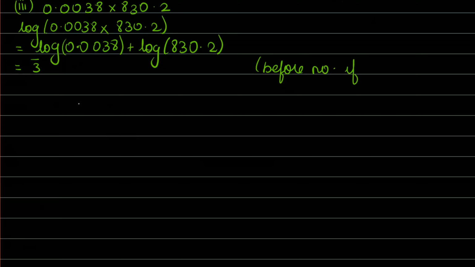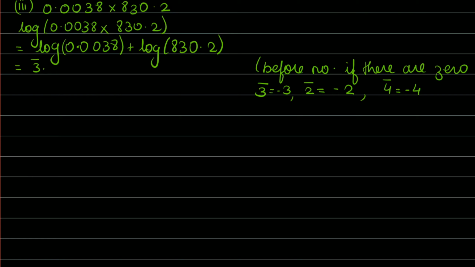Before the number, if there are zeros, suppose there are 3 zeros as in the question, we are going to write it as 3 bar. If there are 2 zeros before the number, we are going to write it as 2 bar. So this 3 bar means minus 3, and this 2 bar means minus 2. If there are 4 zeros before the number, we write it as 4 bar, which is minus 4. All right. So as in our question, there are 3 zeros, so we have written over here 3 bar point.